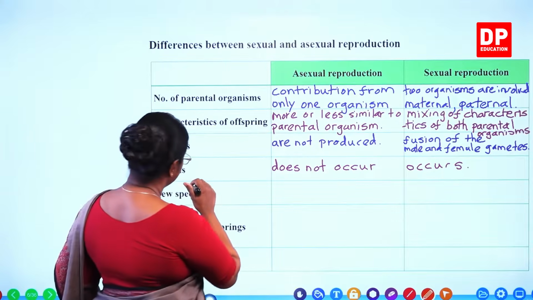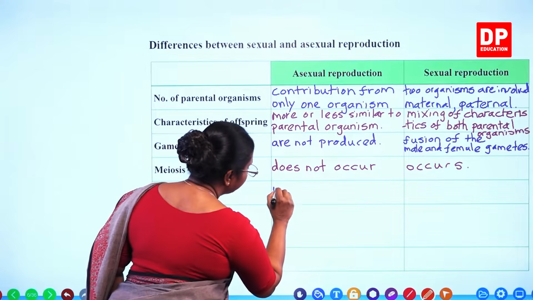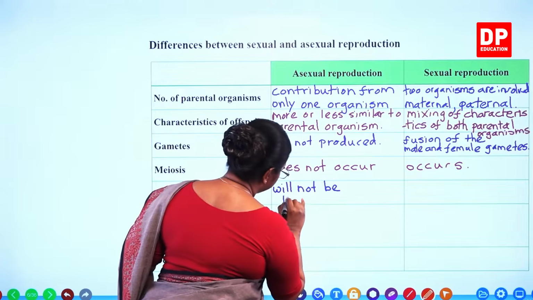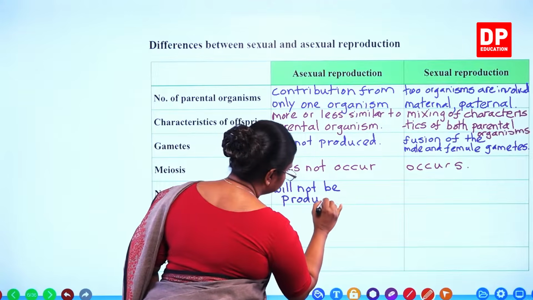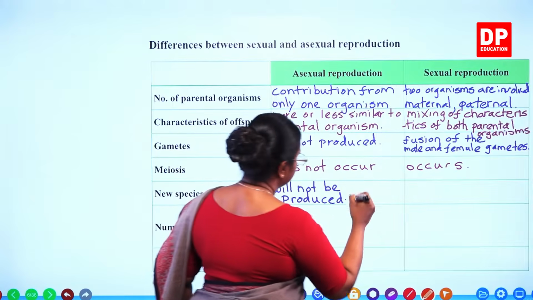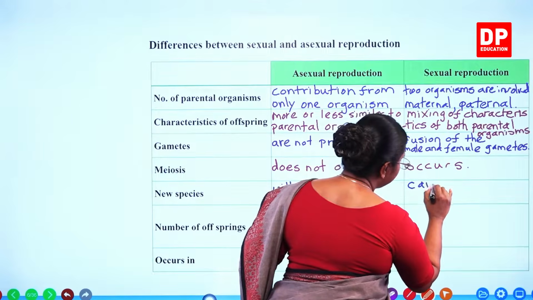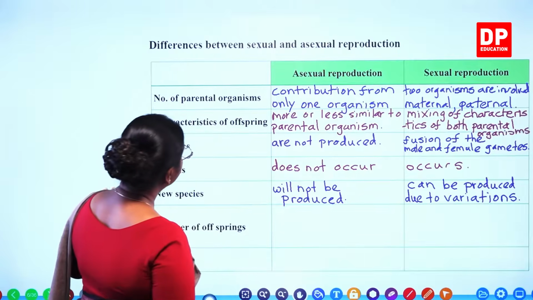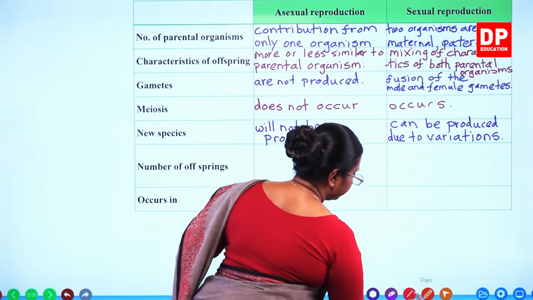So here we can say new species will not be produced in asexual reproduction. Here, new species can be produced due to variations. Then we have a few more differences.